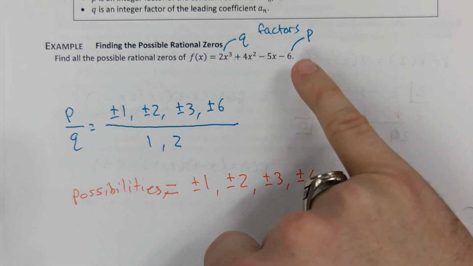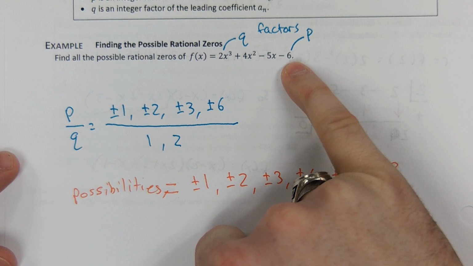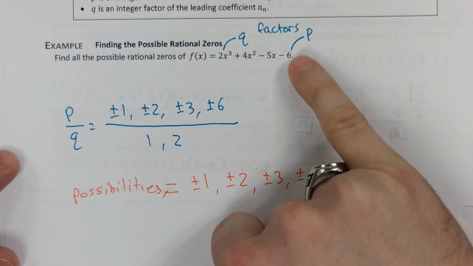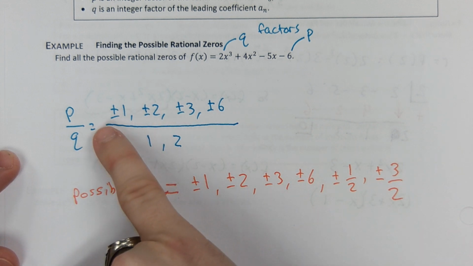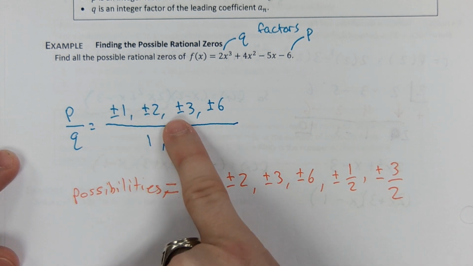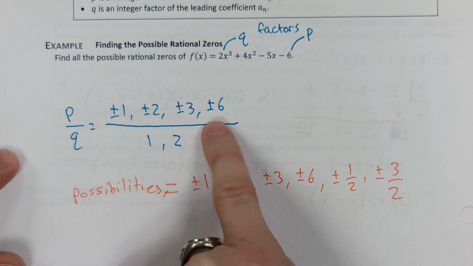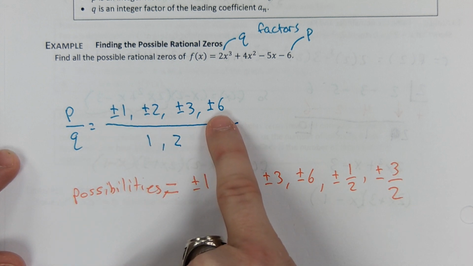What you do is you list out all the positive and negative factors of the constant at the end. So it was 6. So we chose all the factors, plus or minus 1, plus or minus 2, plus or minus 3, plus or minus 6. These 8 numbers are all factors of 6.